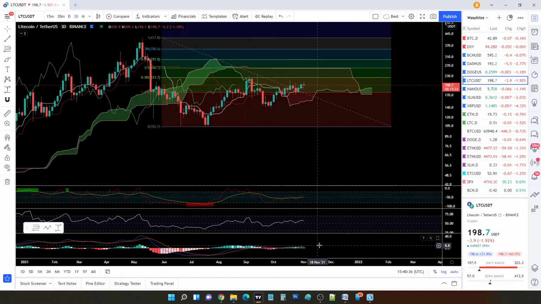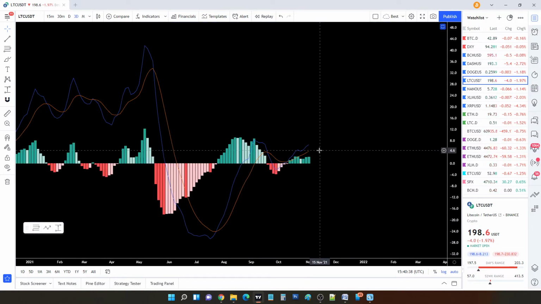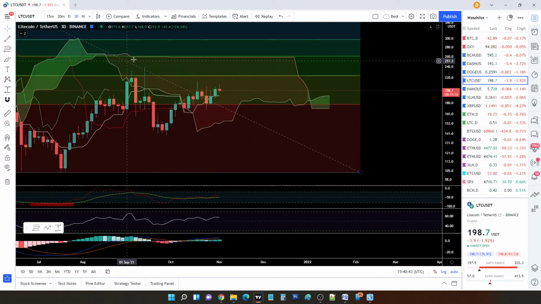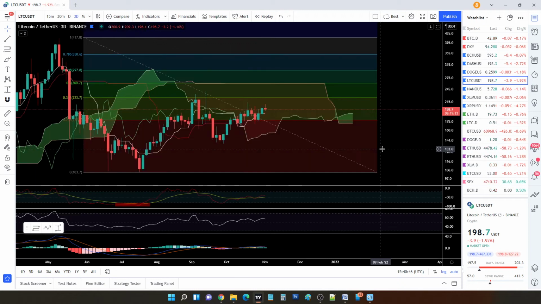Also nice to know that the MACD is on the green side, which shows that the bulls are still in control. So feel free to screenshot this. This is what I think would happen to Litecoin in the month of November 2021.